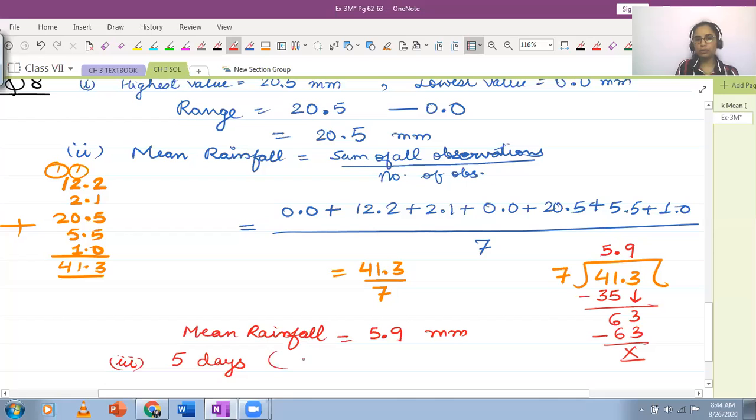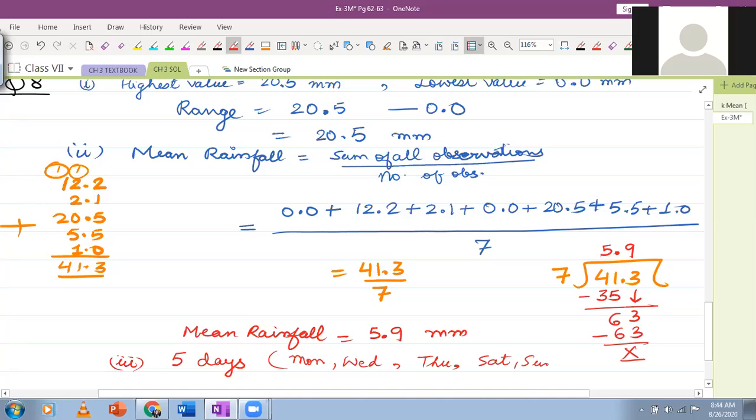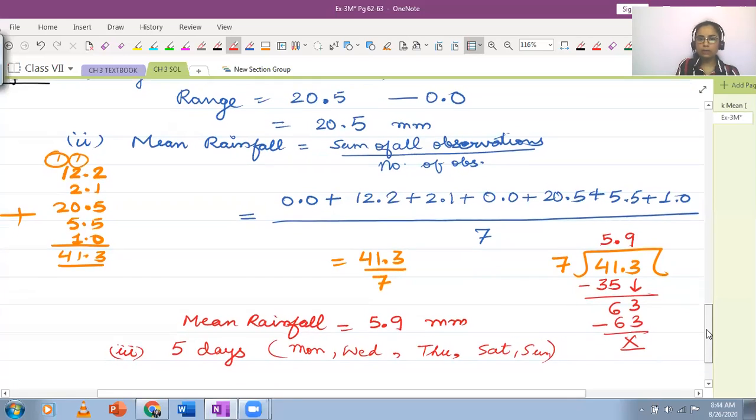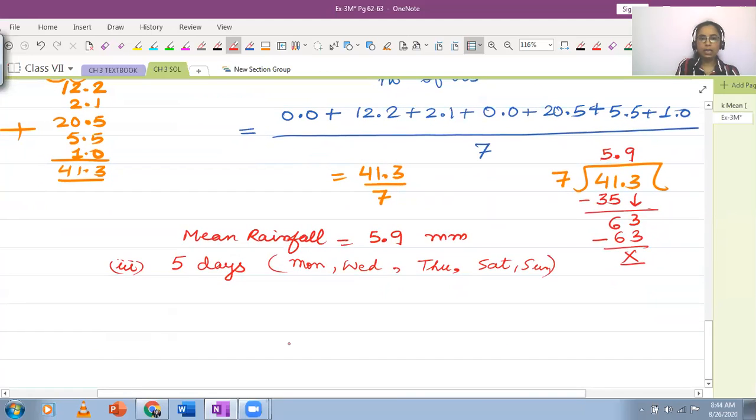And if you want to mention, you can mention the days also. I think it's Monday, Wednesday, Thursday, Saturday and Sunday. If you want, you can write this. But it's completely optional. It's not required. You only want to write down how many days there are when the rainfall was less than 5.9. Let's take question number 9 now.